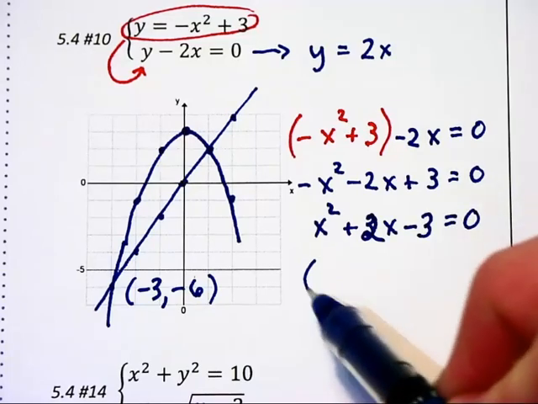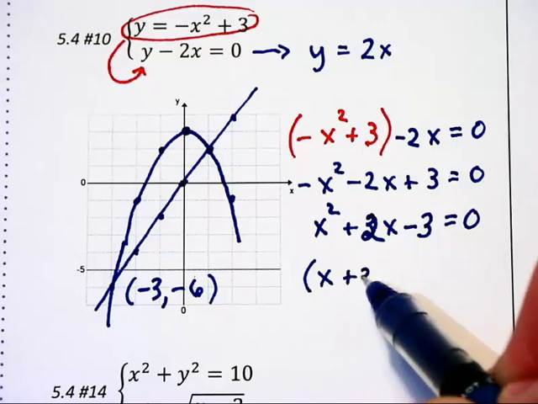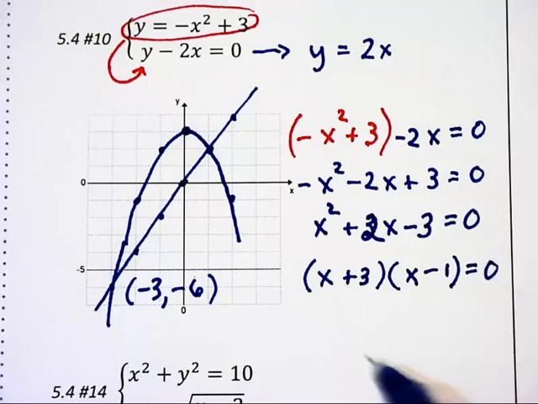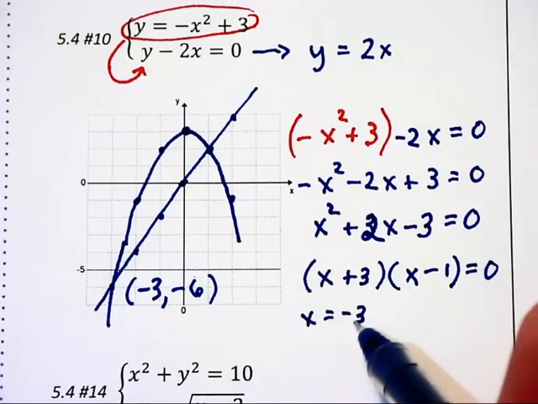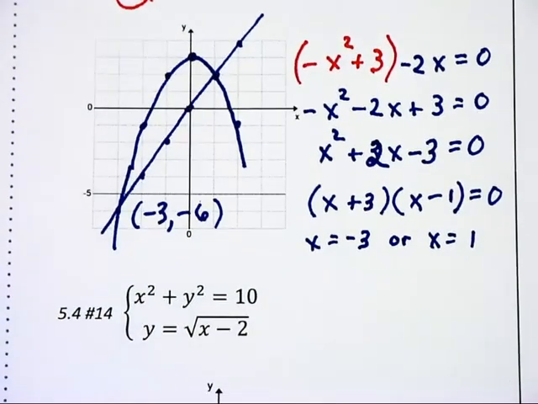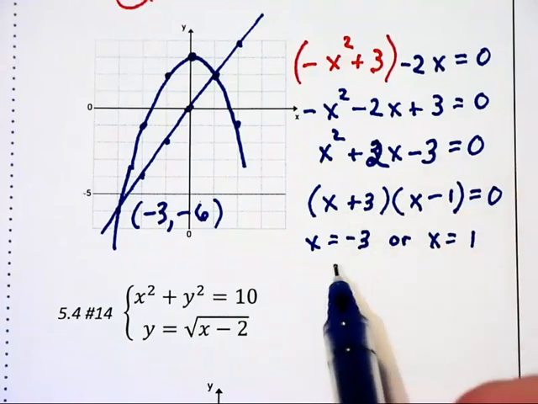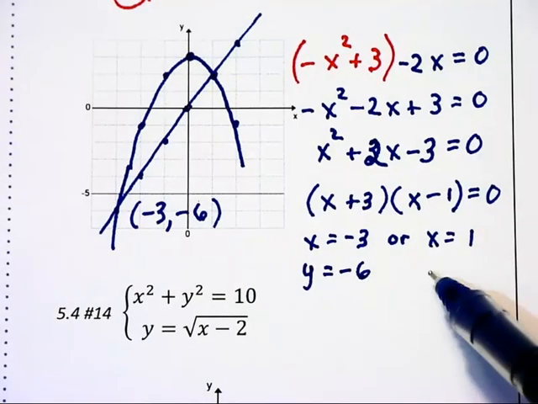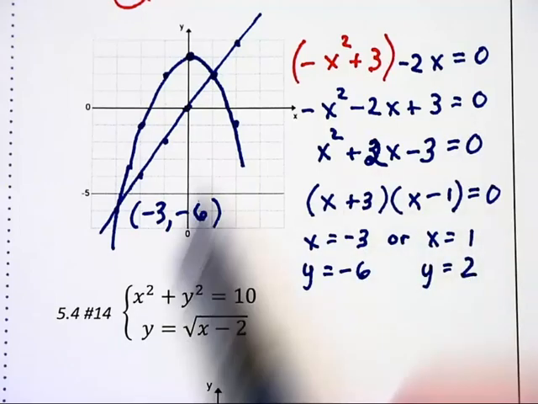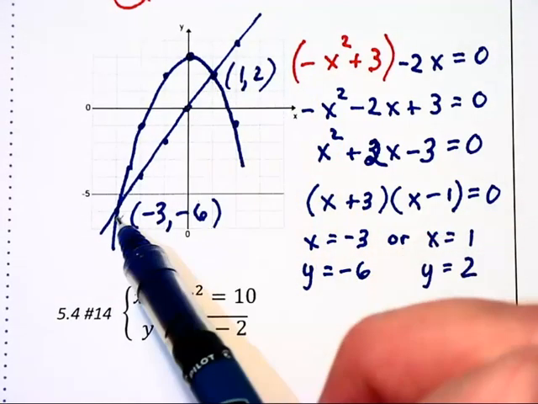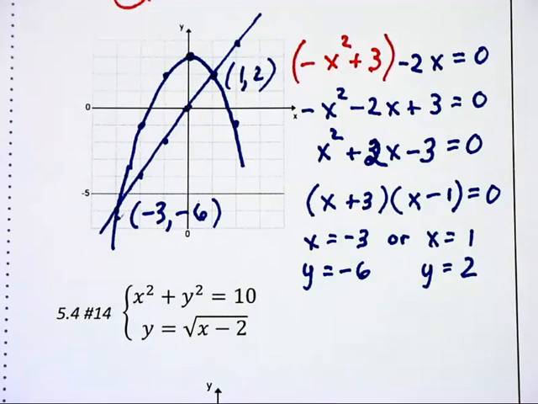And let's factor this. x plus 3 times x minus 1 equals 0. And we get x equals -3 or x equals 1. Well, that tells us we're going to have 2 solution points. When we substitute -3 in, we already know we're going to get y equals -6. And then when you substitute 1 in for one of these variables, you're going to get y equals 2. And so over here at 1, 2, we have our second point of intersection. So we have 2 points of intersection for this system.